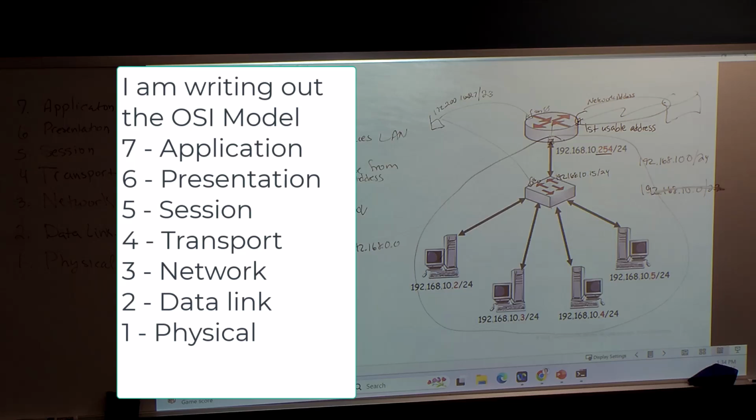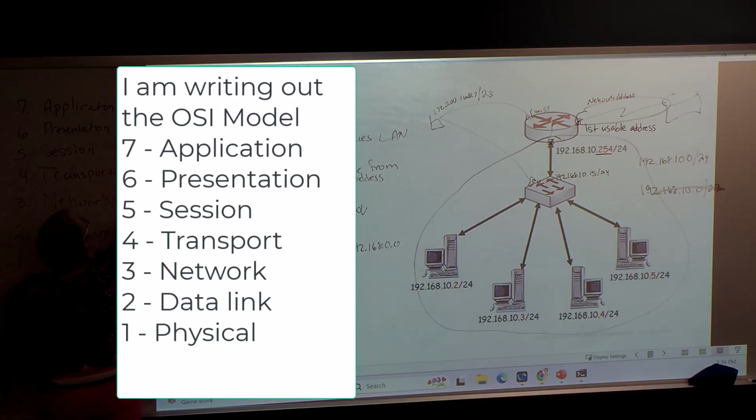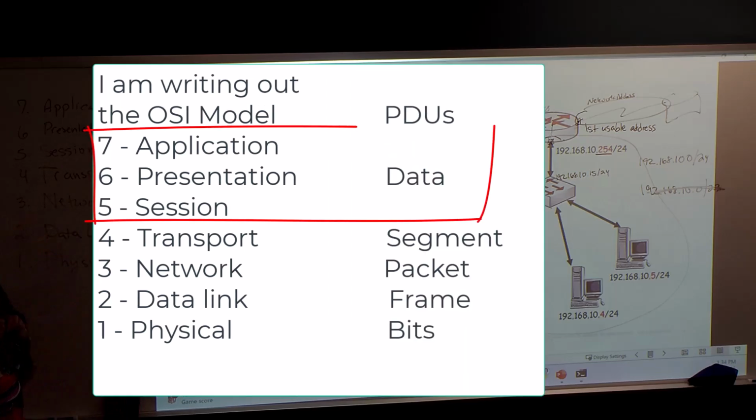Let's do the PDUs, okay? Austin, the PDU for application, presentation, session? No? Don't send pets for beer?